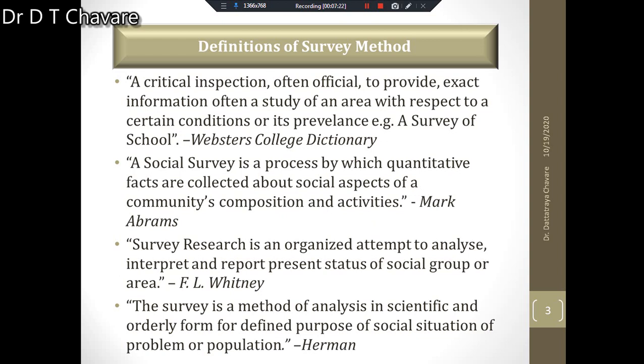Then another definition is also given here for your understanding purpose by Herman. The survey method, or survey, is a method of analysis in scientific and orderly form. That is analysis, but in which form? Scientific and orderly form for a defined purpose of social situation of problem or population. This definition is also given by Herman.